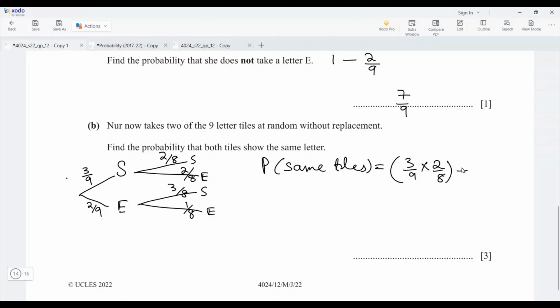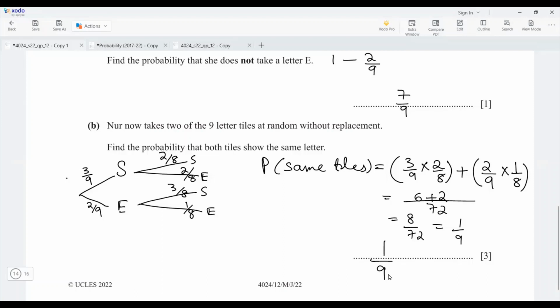Then we have to add another event. It is 2 by 9 times 1 by 8. E's are repeating here. 2 by 9 times 1 over 8. Denominator is 72. We can just write on 72, 1 times 3 2 times is 6, and plus 2 1 times is 2. So 8 over 72 cut down and it results in 1 over 9. So 1 by 9 is the answer for this probability question.